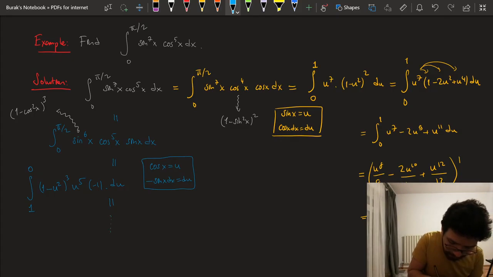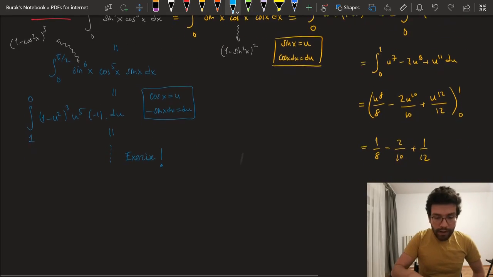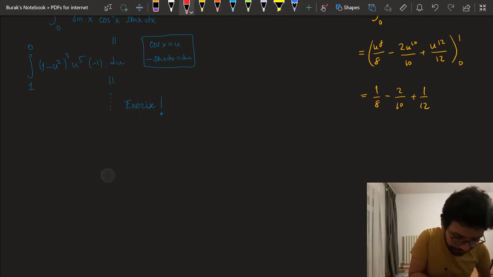Exercise. So it's going to give you the same result. So the point is, if your integrand is of the form sine to some power times cosine to some power, then if one of the powers is odd, split off one of those terms and call the other thing u. Okay?